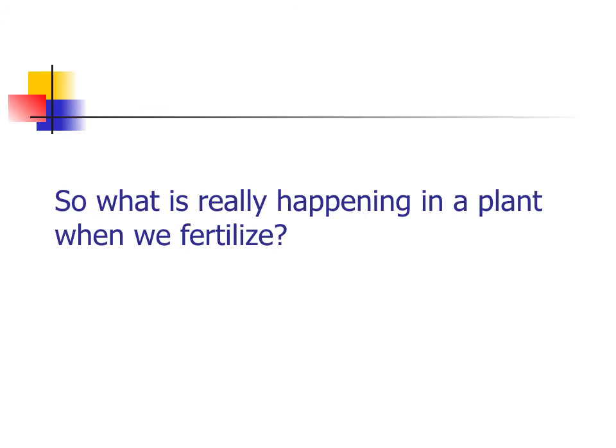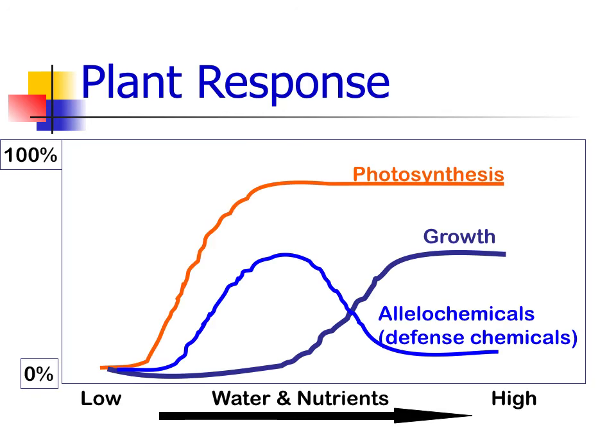So what is really happening when we fertilize a plant? All right, let's look at this graph. Let's start at the lower, I always forget which is X and Y axis, where it says low and 0%. Let's start in that lower left-hand corner. So then we can see zero and low. Then we see water and nutrients. We can say from left to right, the water and nutrients are low. They go all the way to the high side. Then we can see on the axis going up, 0 to 100%.